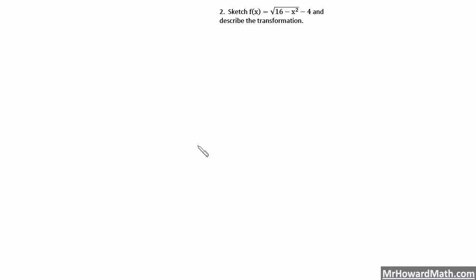Alright, question 2. Sketch f of x equals the square root of 16 minus x squared, minus 4, and describe the transformation. So we have an x squared term underneath the radical, therefore it is a semicircle. So let's draw an axis here. And then as far as describing the transformation, the only transformation is this minus 4 outside away from x, so that's down 4.